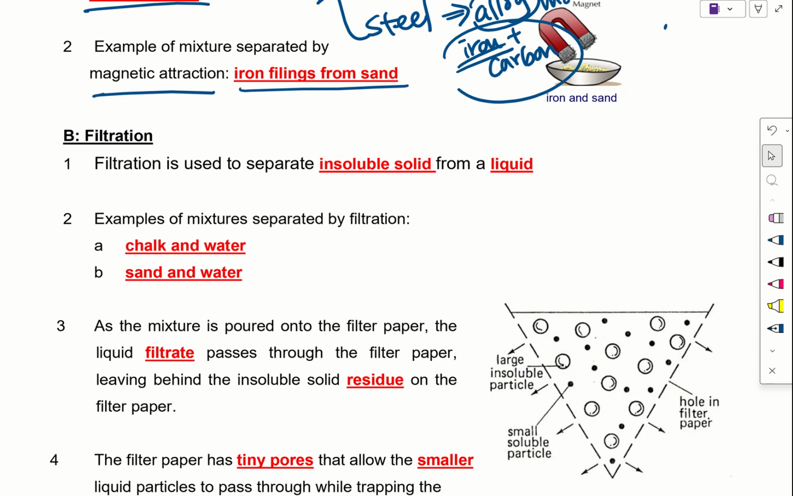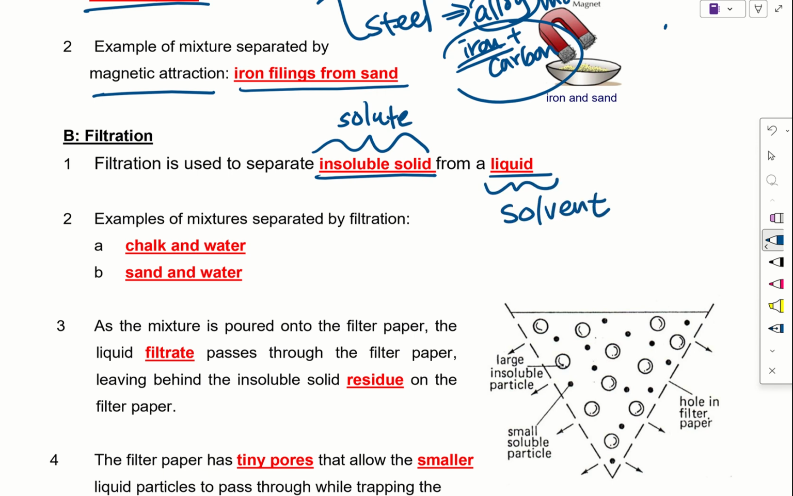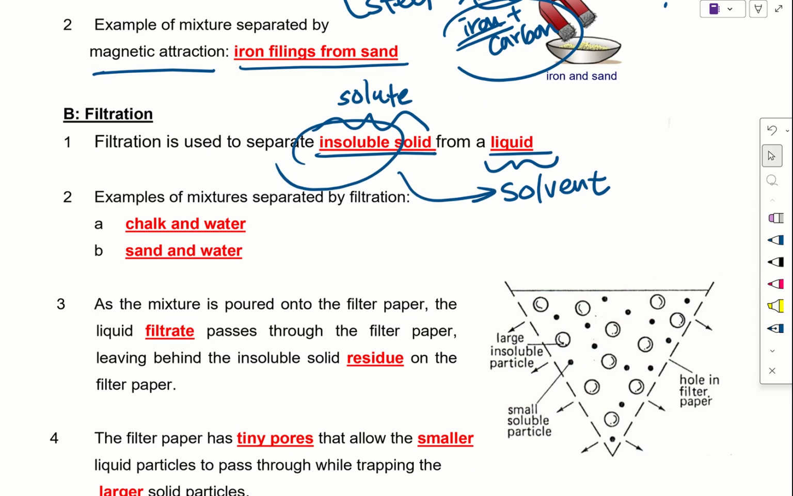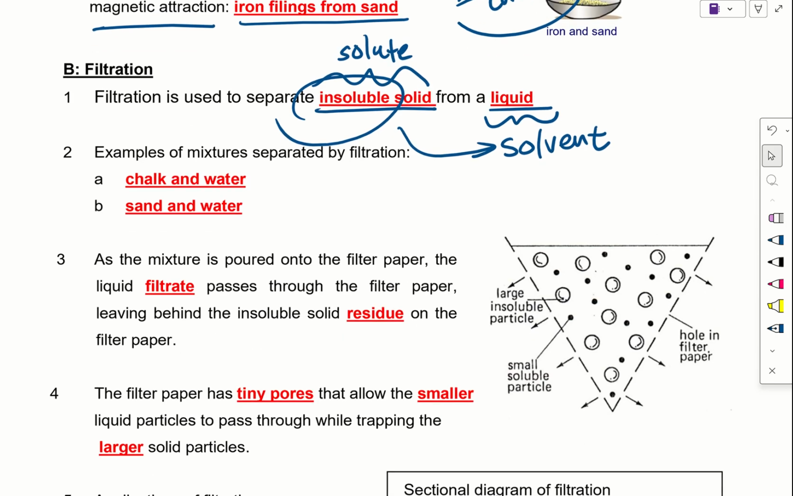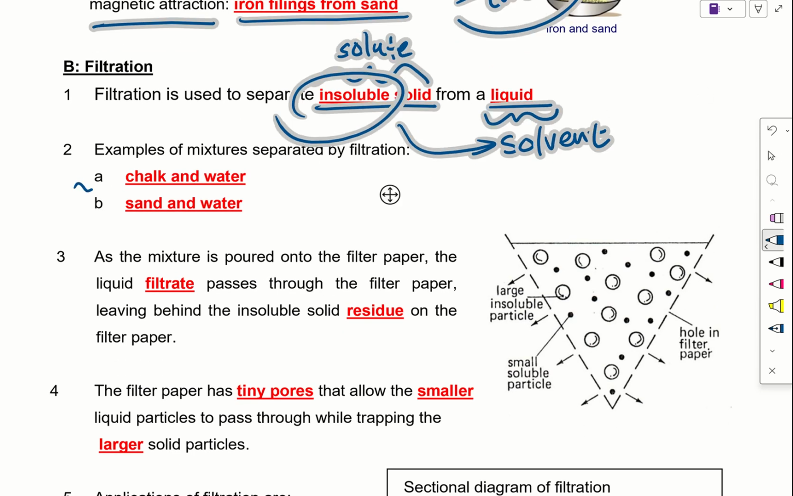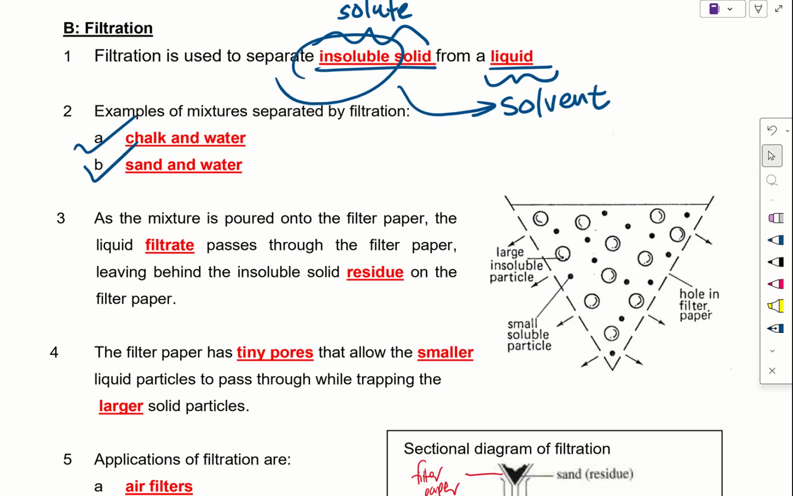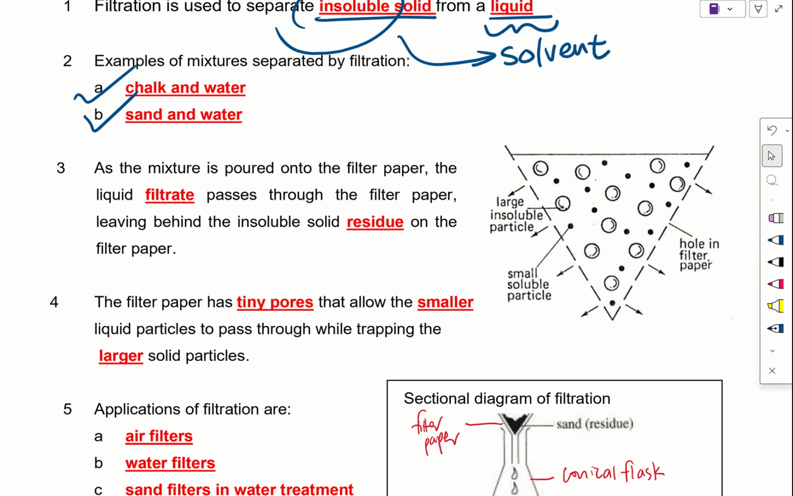Okay, next is filtration, which is to separate an insoluble solid from a liquid. So we can say that this insoluble solid is the solute, okay, and this liquid will then be the solvent. However, in this case, the solute is insoluble in the solvent, so we can use filtration to separate it. Examples will be chalk and water, and sand and water. Okay, you have done this experiment in class, in the lab.